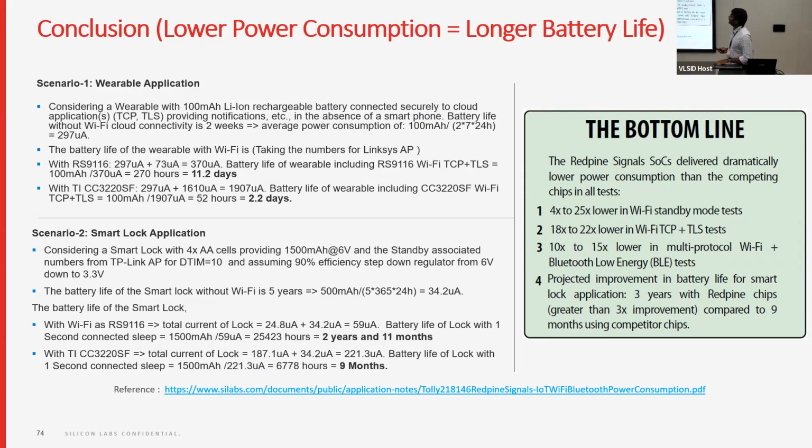In the wearable application, if we consider a wearable with a 100 milliamp-hour lithium-ion battery, it will consume around 297 microamps. This is without Wi-Fi. Now we can see the battery life of that wearable with Wi-Fi. This is the RS916 number, 297 micro, without Wi-Fi, plus this 73 micro. This is taken from the Tolly group, the table for the links is 8. So the total power consumption with Wi-Fi is around 370 microamps.